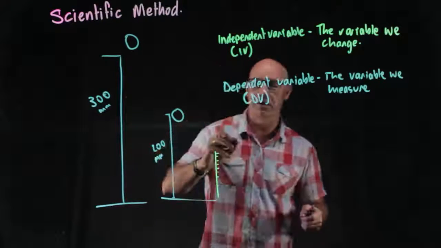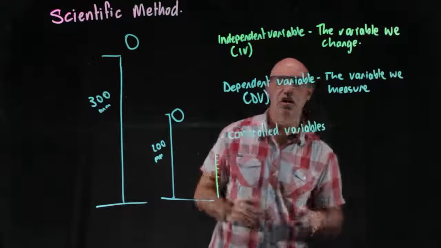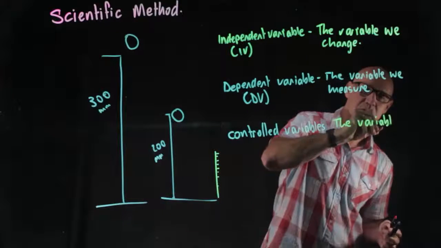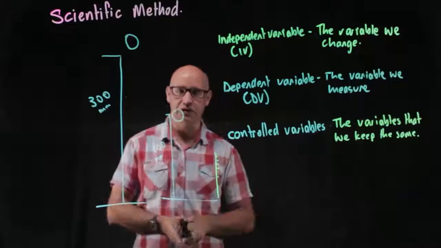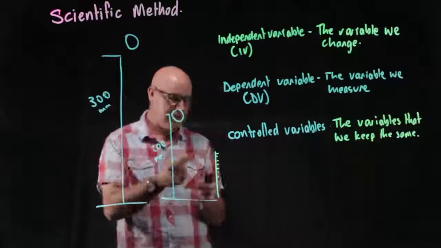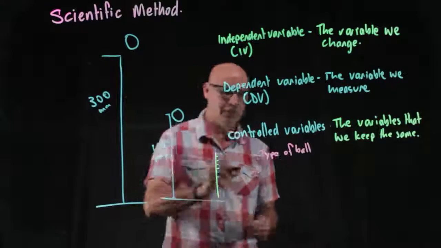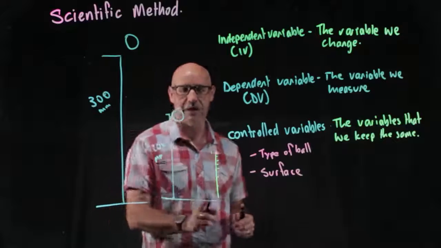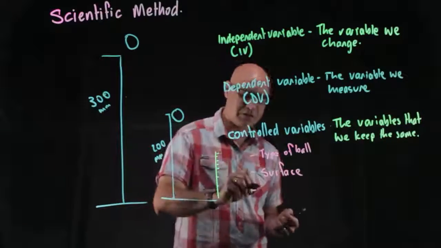So the other type of variables we have are called controlled variables. And controlled variables are everything that we keep the same. Let's think about what else we need to control here. We need to control the type of ball. Let's just actually list some of them here. The type of ball, what else? The surface. So for example, if one was a mattress and one was concrete, well, that's going to be different. What else? Air temperature.